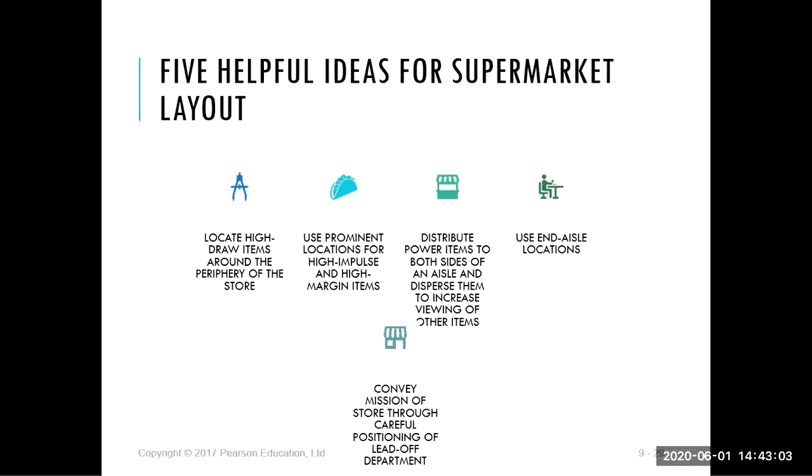Dairy products are high volume, and bread is also high volume. So they put them on opposite sides. The dairy is on one side and the bakery or bread area is on the other side, so that they can expose other products to the customer. The next idea: use prominent locations for high impulse and high margin items.